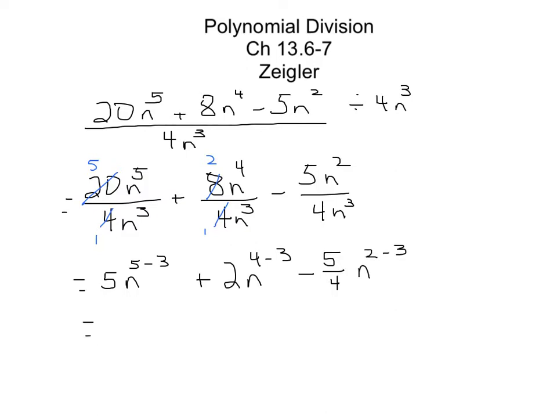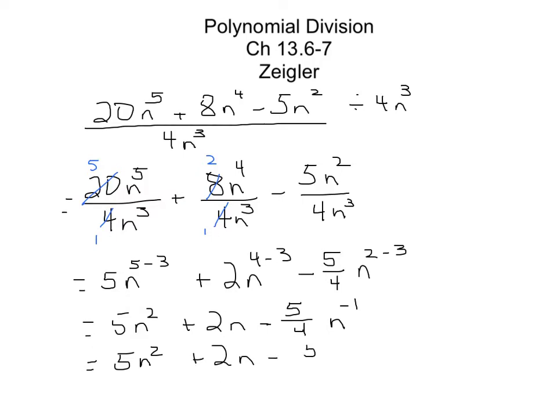So let's simplify the exponents. 4 minus 3 is 1, so you can just write 2n. And then you have n to the negative 1. But your expression is not simplified if you have a negative exponent. So our first two terms are simplified, and we need to move that n to the negative 1 to the denominator where it becomes n to the positive 1. And that is your final answer.